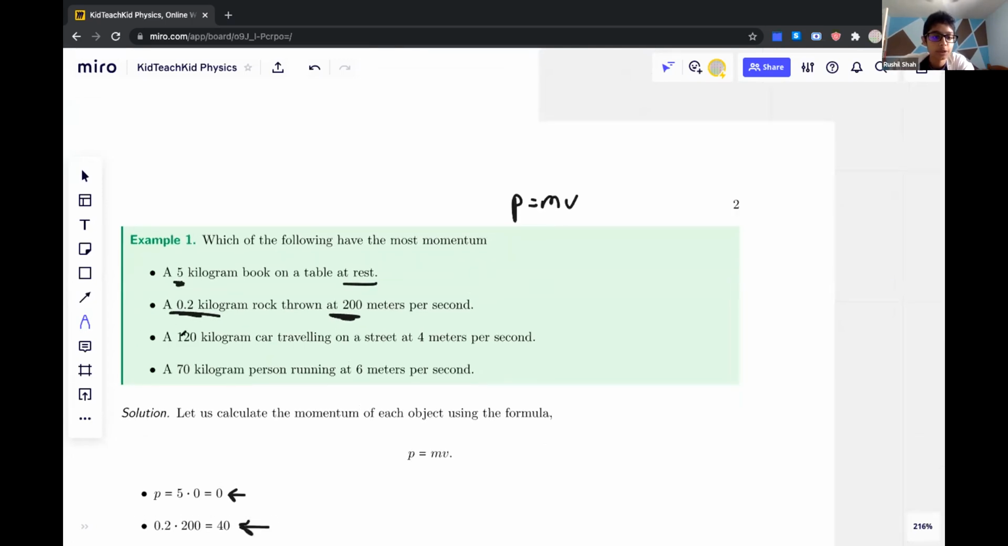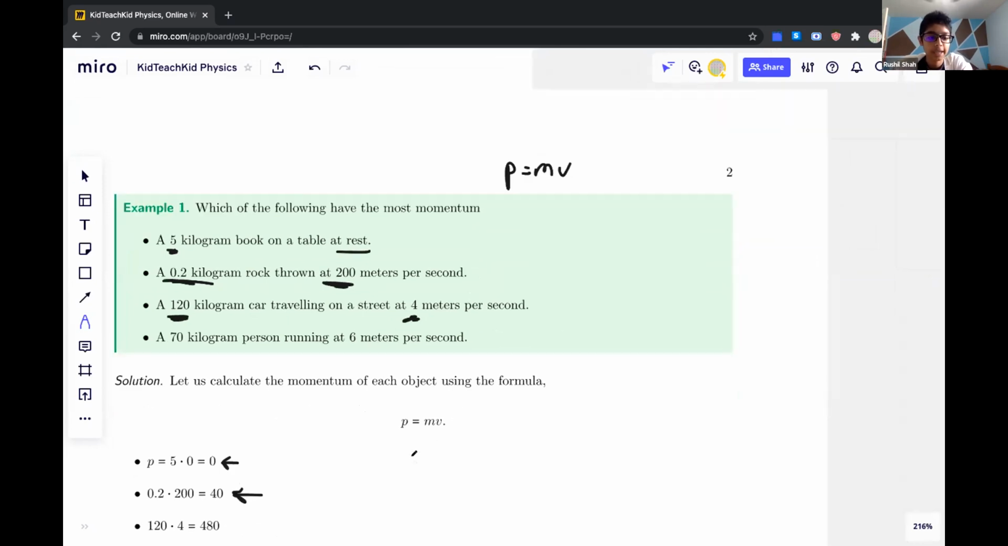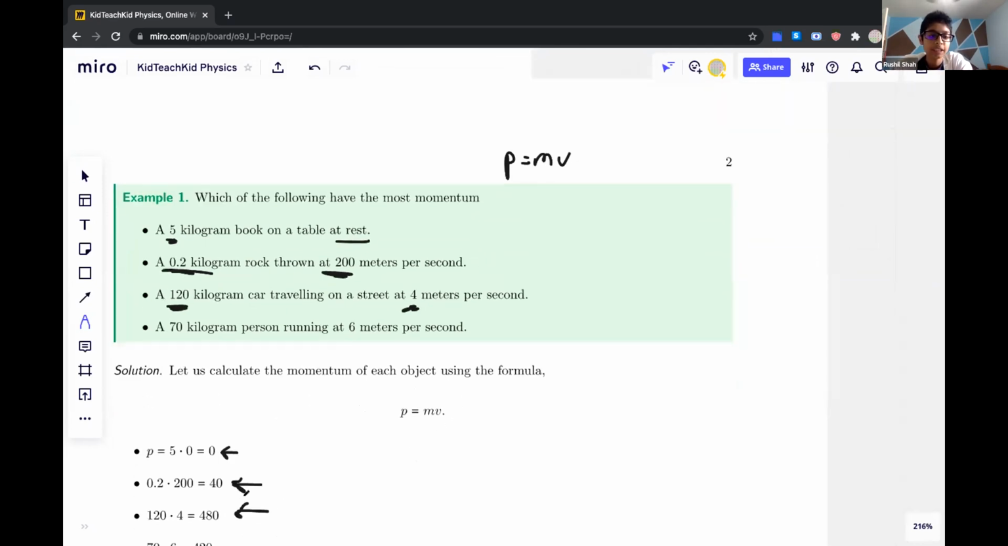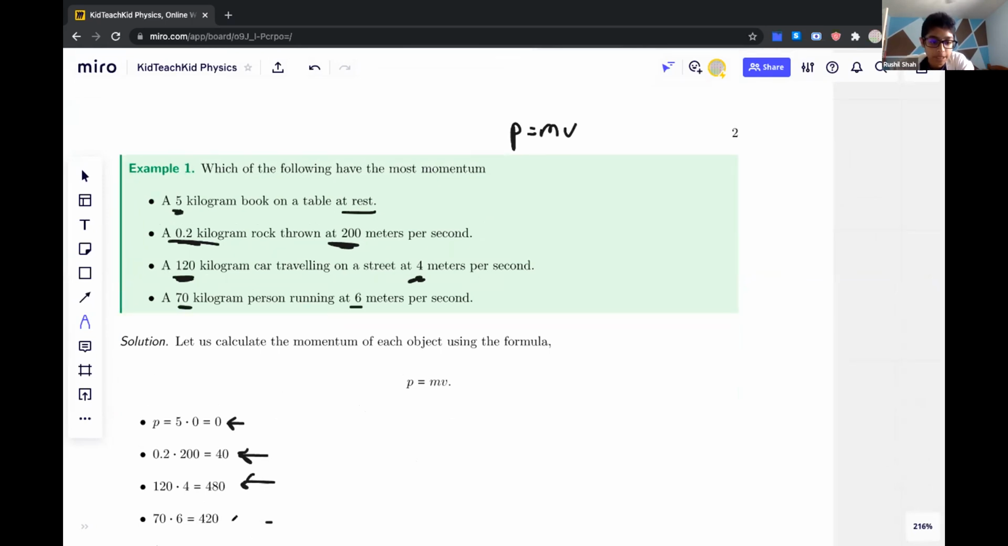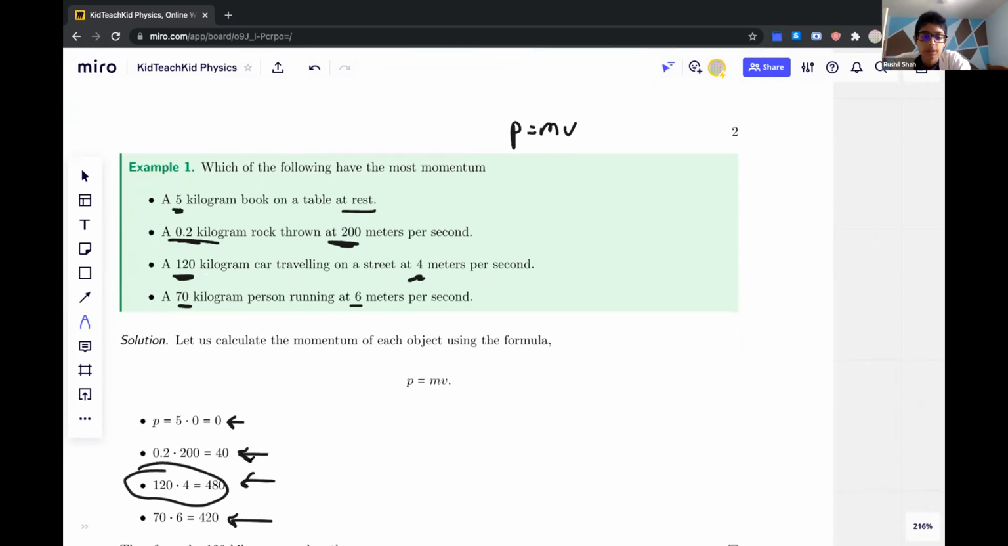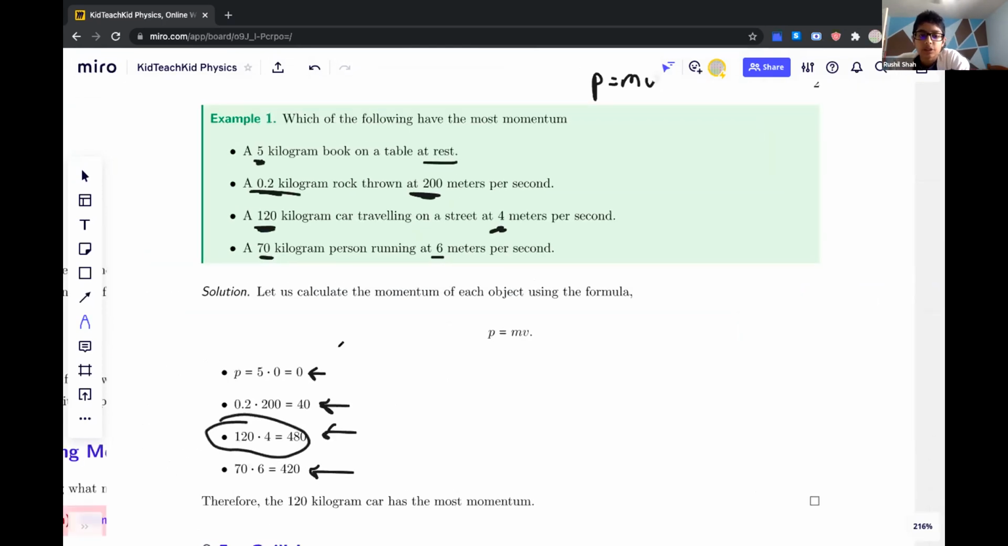For the third one, we get a mass of 120 kilograms and a velocity of 4 meters per second. And when we multiply that, we get 480. And then the last one is 70 times 6, which is 420. And out of all of these, the third one has the most momentum. It has a momentum of 480. Okay, so yeah, the third object has the largest momentum. Okay, does anyone have any questions?